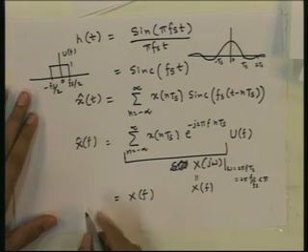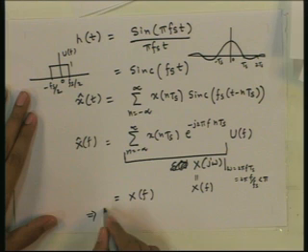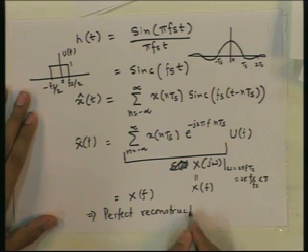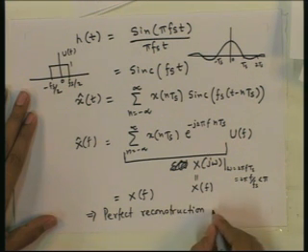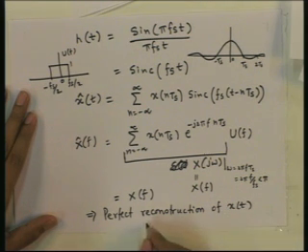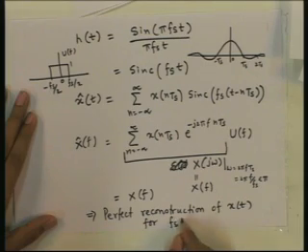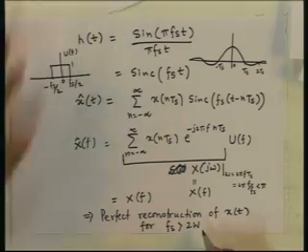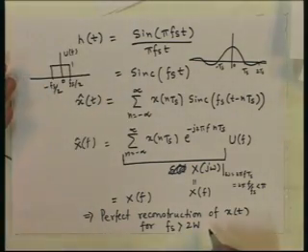Okay. So, in other words, we get perfect reconstruction of the analog signal for Fs greater than 2W. If the sampling frequency is greater than the Nyquist rate, then this filter gives us perfect reconstruction. Now, this is also true for band limited stochastic processes.